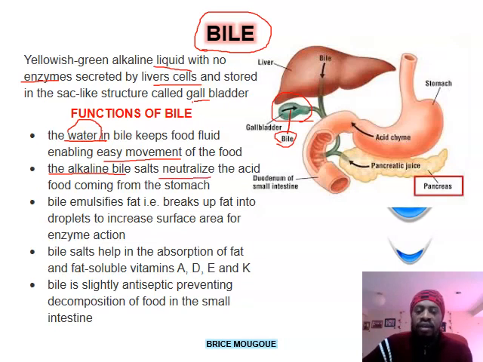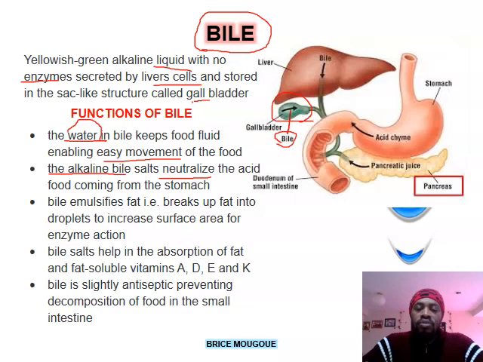render neutral the acid food that comes from the stomach, because when food leaves the mouth, it goes to the stomach. Inside the stomach, the environment there is acidic thanks to hydrochloric acid. So the stomach wall is adapted with that level of acidity.